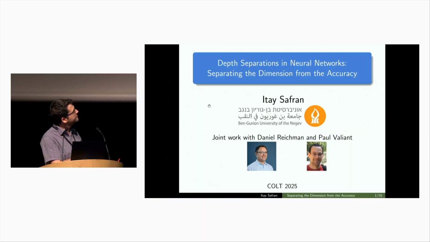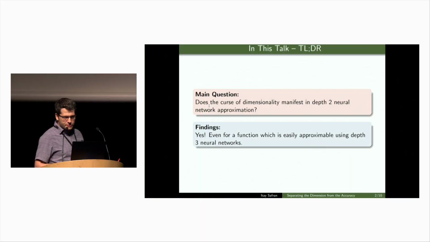Thank you. This is joint work with Daniel Reichman and Paul Valiant. In a nutshell, this talk is about showing a separation between depth 2 neural networks and depth 3 neural networks. The main question that we consider is: can we show an exponential separation? The answer is yes, we can show such a separation even for a function which is easily computable by a depth 3 neural network.